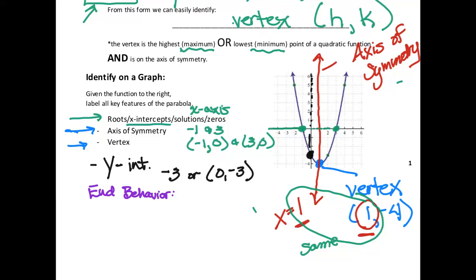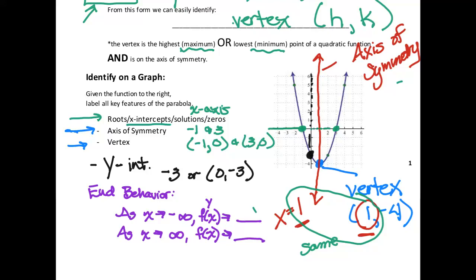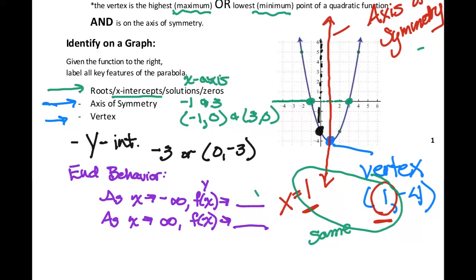Open this up. Let's write this down. You remember it a little better. So as x is approaching -infinity, comma, f of x, the function, or y, is approaching some value. And likewise, as x is approaching positive infinity, f of x is approaching some value. Okay? So here's what they're talking about.